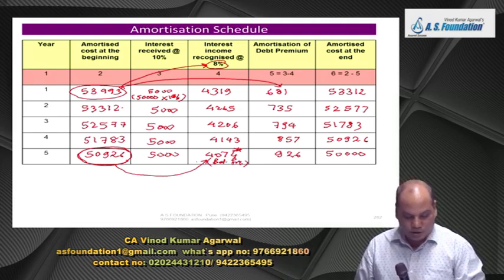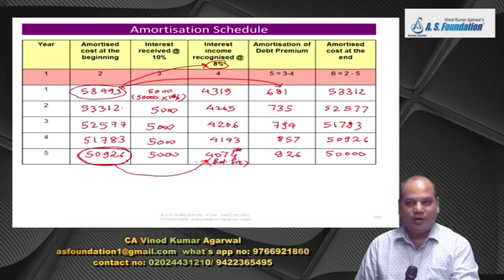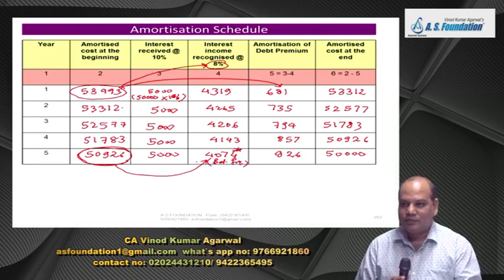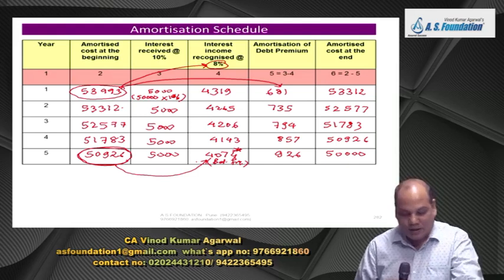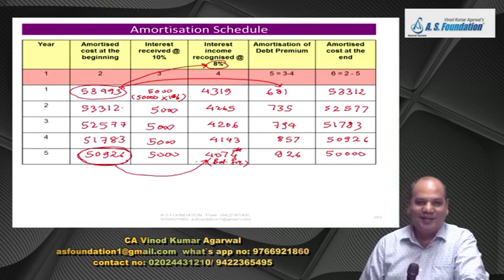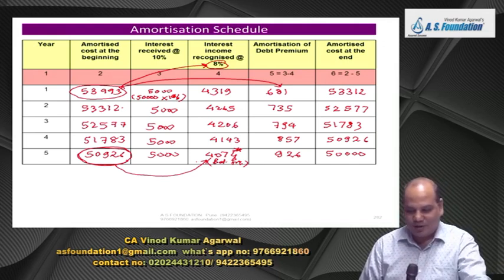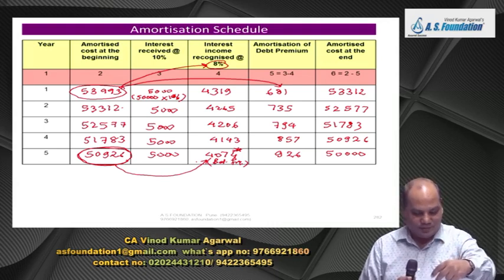Now you write down journal entries. Year 1 entry I will give you, and then year 2, 3, 4 and 5 is homework. You'll be able to do as you have been always doing. Right. So first you write down date, particulars, debit, credit.